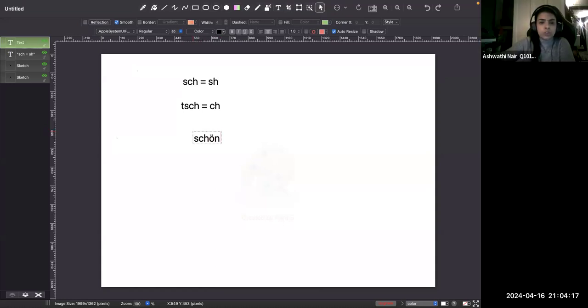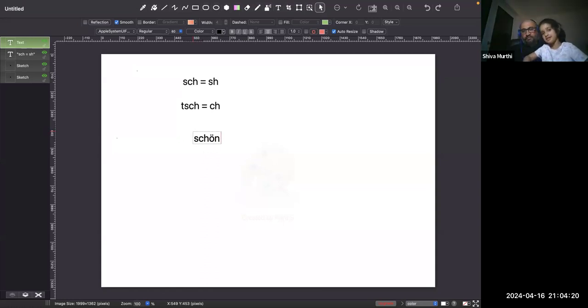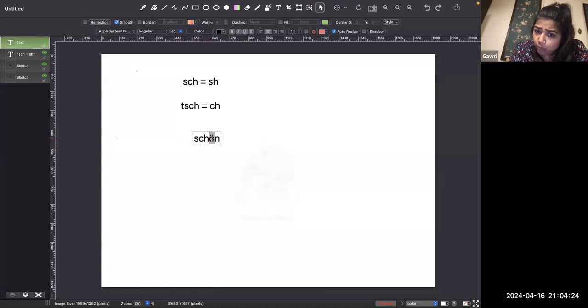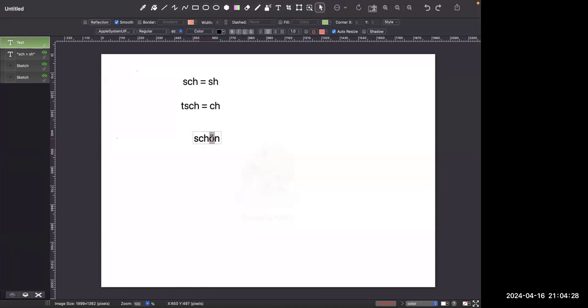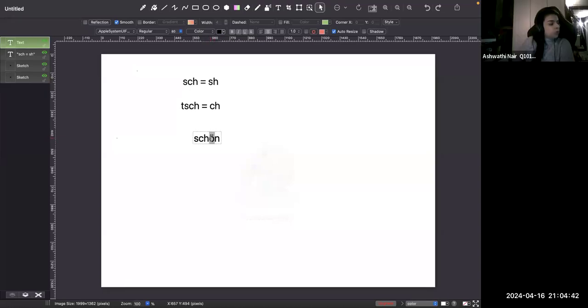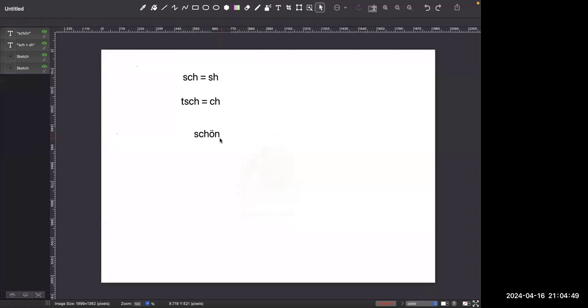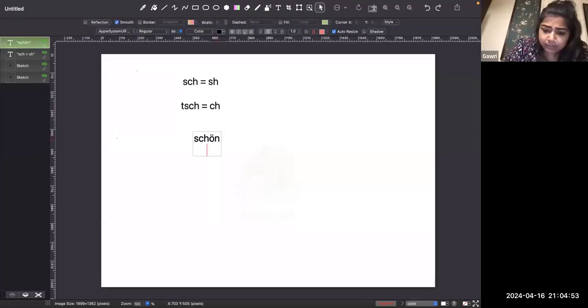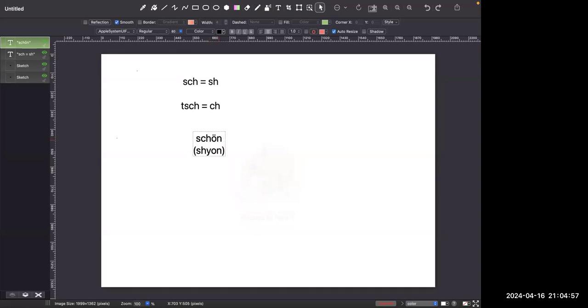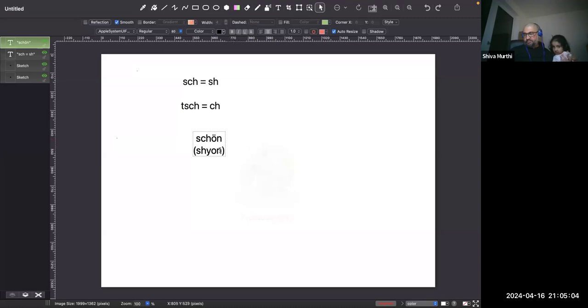Shun. How is O umlaut pronounced? Guys, see your notes and tell me how is O umlaut pronounced? Yo. Shown. Yes, like this. Let me write down the English pronunciation. Shun. Shown.